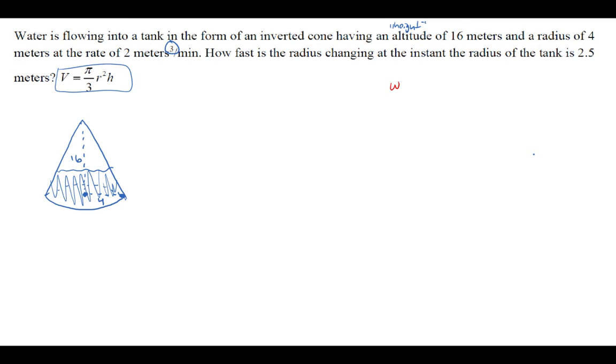Notice it gives us 16 and 4 as our baseline. But when we're actually going to measure it, the radius is going to be 2.5, because we're going to be up here somewhere now. So it is going to be changing. So that 16 and the 4 are important, but they're not actually going to get plugged into our volume formula per se. Also notice that our volume is 2 meters cubed per minute, so that would be our dV/dt, which is 2. And our radius, when we actually plug it in, is going to be 2.5.